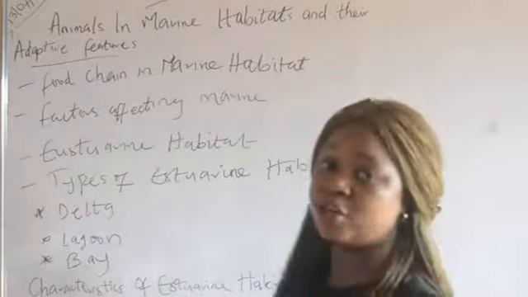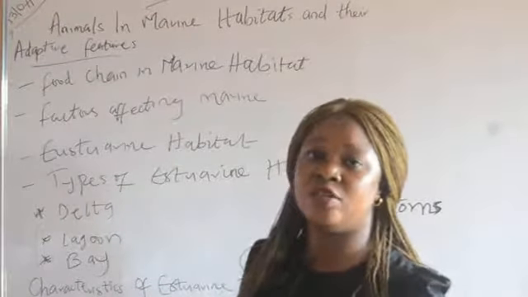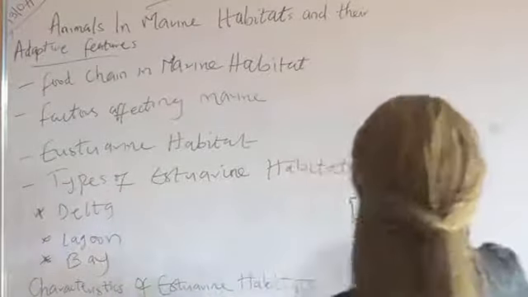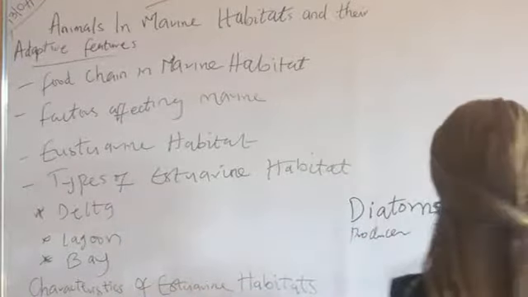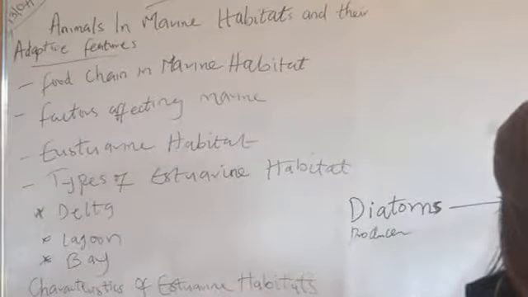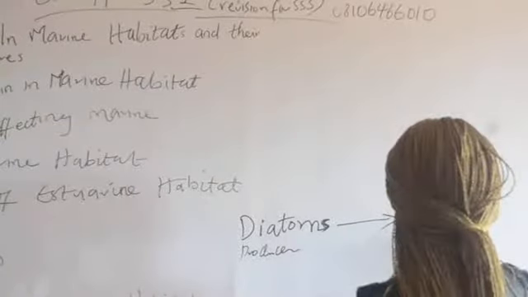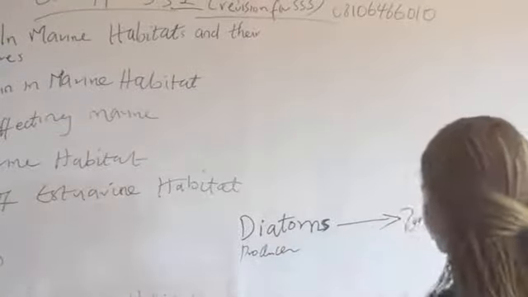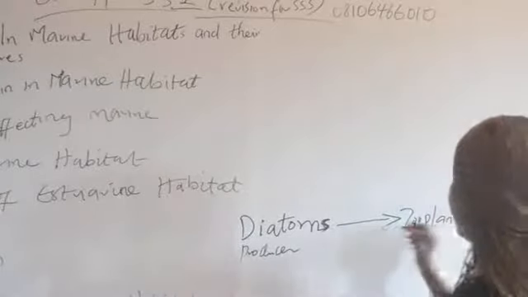Remember, I said a food chain starts from what? From the producer, and the producer is always what? Plants. Okay, so this is a producer. From that diatom, we have the zooplankton. The zooplankton is an animal that feeds on the diatom.